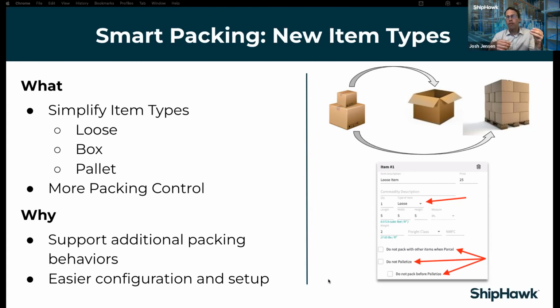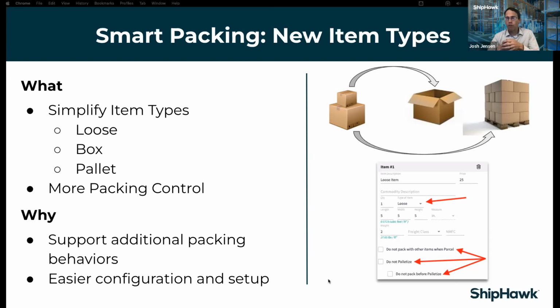But along with those, we've now brought out some of the specific packing behaviors. Instead of hiding those behind the item type and you just had to know what those item types are, we've brought those out in English within the item type configuration. Do not pack with other items when parcel. This is saying, can I take this box item and does it need to ship alone, or can I put it in a box with other items if the order contains more than one line item?